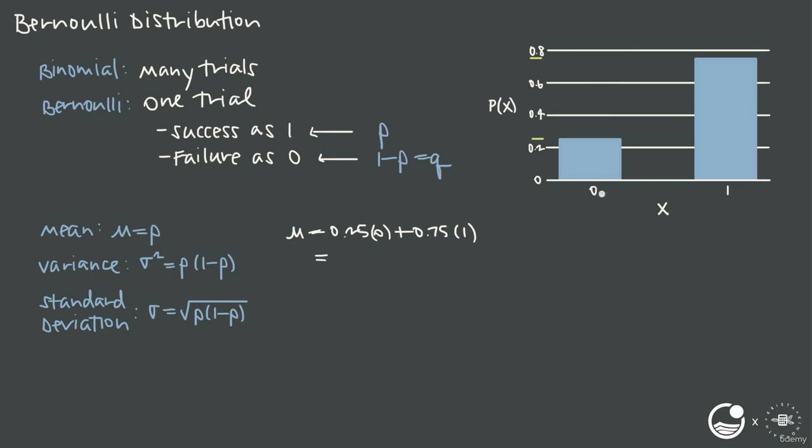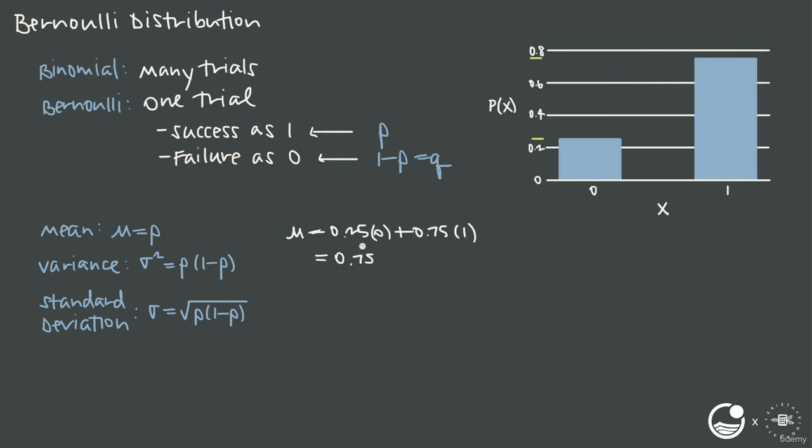If we have these discrete values 0 and 1, we have a 25% chance of getting quote-unquote 0 and a 75% chance of getting quote-unquote 1. And so this is our weighted mean, our expected value. Of course, we get 0 from this first term, and we get 0.75 from the second term, so we get 0.75. And what we see is that this value here is equivalent to the chance of success we defined earlier, 0.75, or the chance of getting a 1 here.